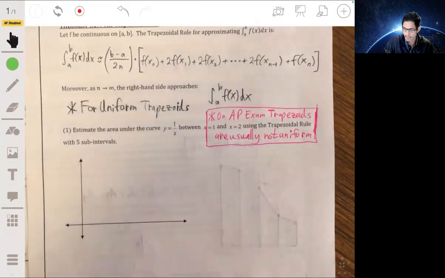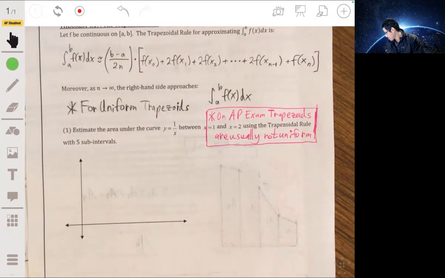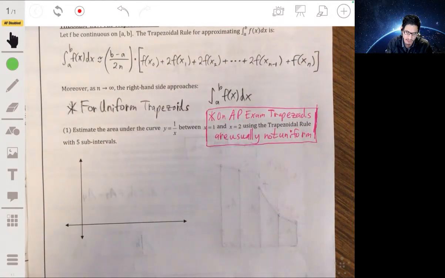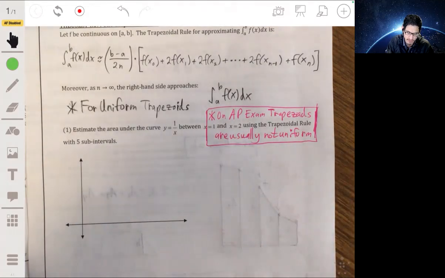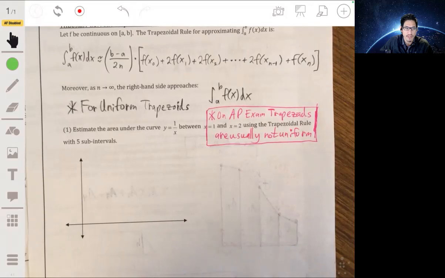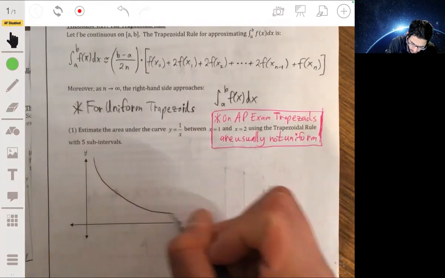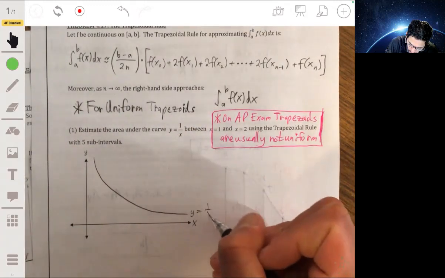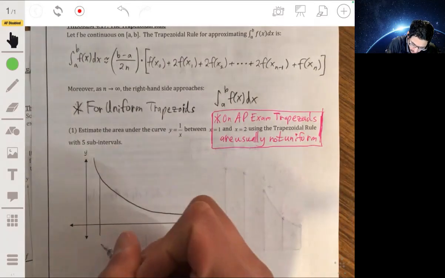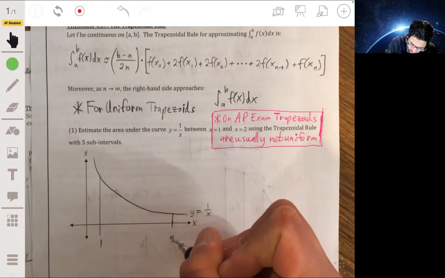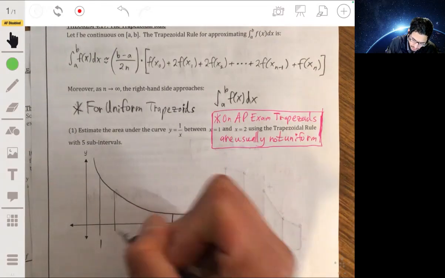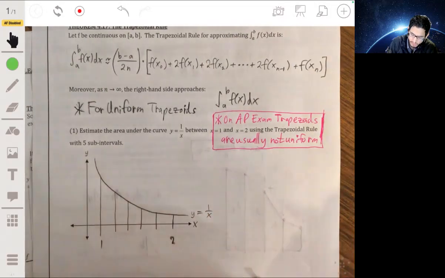So let's go through this problem here. Right now, we're going to estimate the area under the curve y equals 1 over x from x equals 1 to 2. And we're going to use the trapezoidal rule with 5 subintervals. So let's try to sketch up what this would be. 2. And we're going to divide in 5.